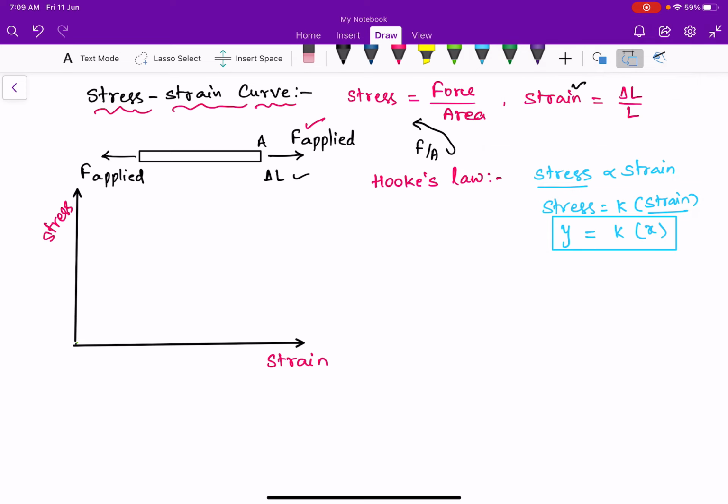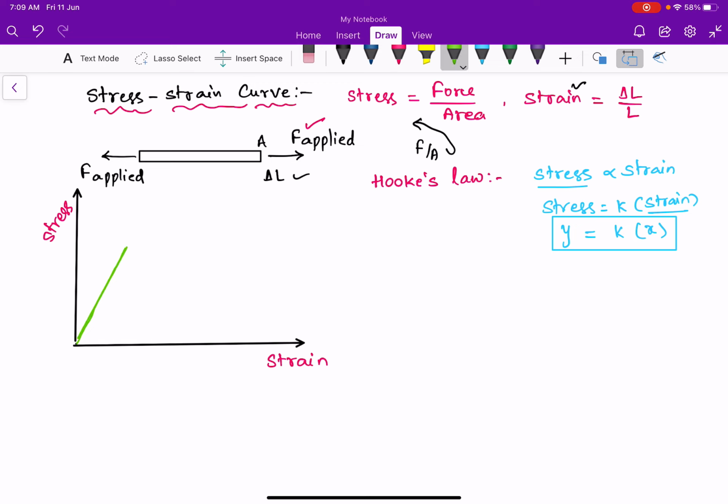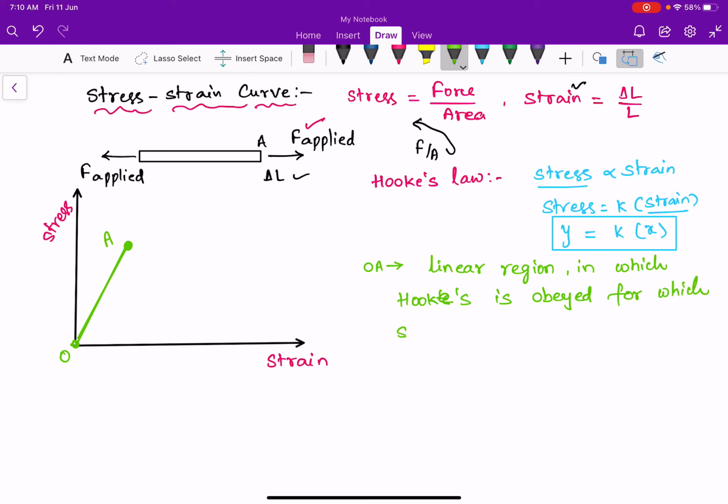As stress increases, strain also increases like this, up to a certain point A. OA is called the linear region, in which Hooke's law is obeyed, for which stress and strain are proportional to each other.